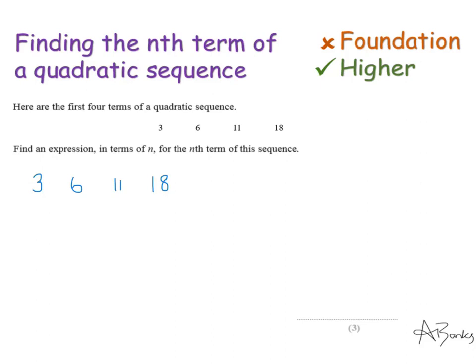A linear sequence always looks like something n plus or minus something, and that's the form a linear sequence takes. But a quadratic sequence has something at the beginning times n squared. So this is the form of a quadratic sequence. When we find the nth term of a linear sequence, we start by finding the difference between the terms, and the difference is always the same. It's always going up in threes, or always going down in twos.